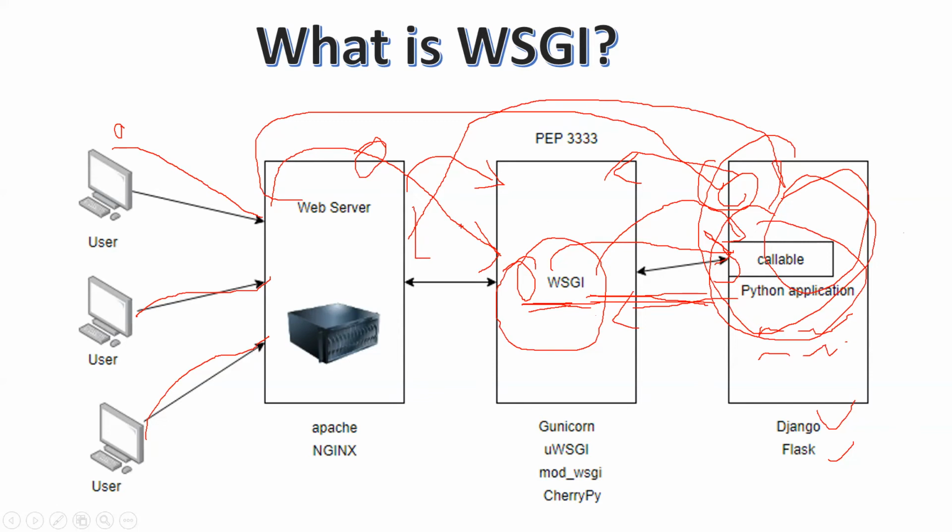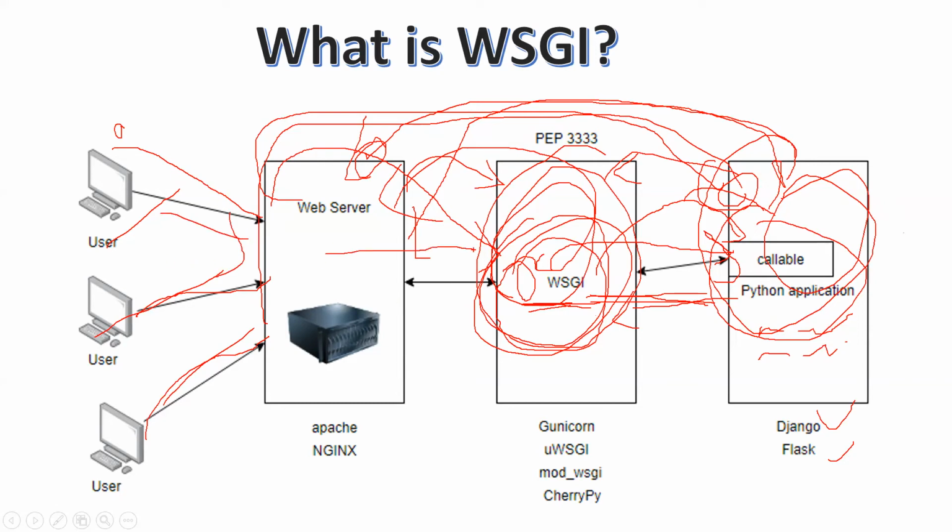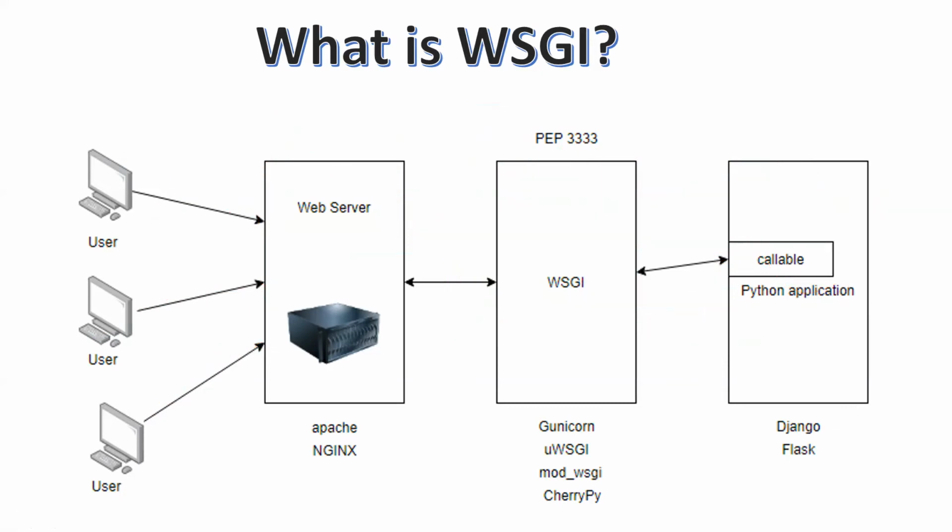Once again, I'm repeating here, the Python application is not processed directly by the server. Rather, first it is handled by WSGI, which is like a bridge, and then it is forwarded to the server. Similarly, if the client sends a request, it doesn't go directly to the Python application. Rather, the server first sends the request to WSGI. WSGI handles it, and finally it goes to the Python application. So this is how WSGI works.